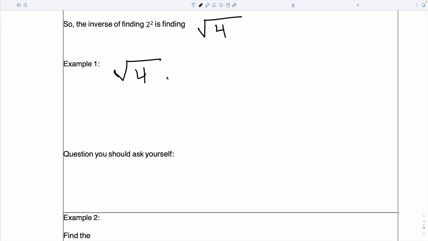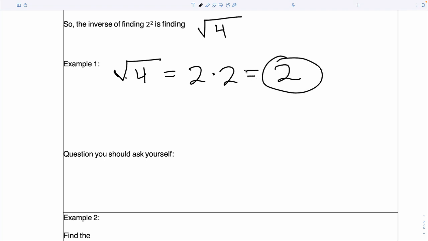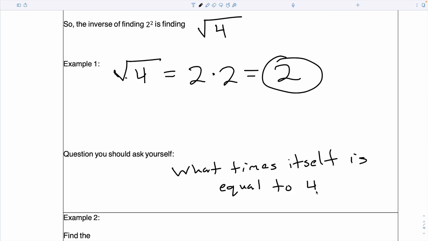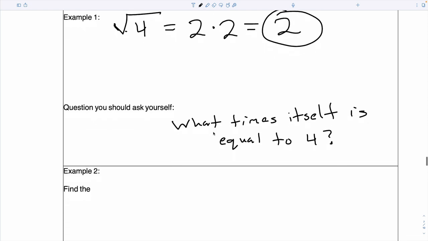So if you're asked to find the square root of 4, I'm thinking in my head, what times what is 4? Well, 2 times 2 is 4, so the square root of 4 is 2. The question you're asking yourself is, what times itself is equal to 4? And that answer is 2. 2 times 2 is 4. The square root of 4 is 2.